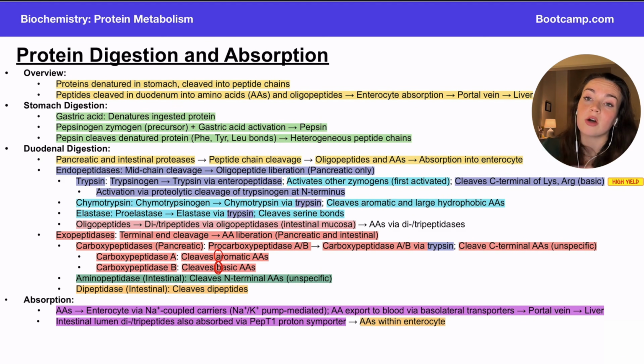We've been talking about how we go from fully formed proteins into denatured proteins, into peptides, into oligopeptides, into di and tripeptides, into amino acids. Our proteins were first denatured in the stomach, into those linear proteins without secondary, tertiary, quaternary structure, via gastric acid. And then those denatured proteins were cleaved by pepsin into different shorter peptide chains.